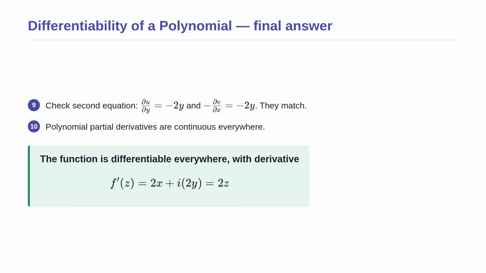Because our partial derivatives are simple polynomials, they are smooth and continuous everywhere in the complex plane. Since they satisfy the Cauchy-Riemann equations and are continuous at every coordinate, the function is differentiable everywhere. We can write its derivative using the horizontal path formula, which simplifies beautifully back to 2z. This confirms that the standard power rule from real calculus works for this complex polynomial.